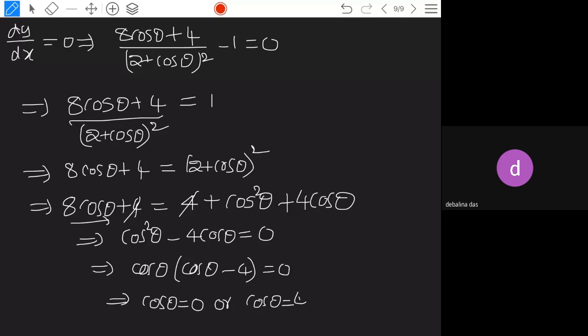Can anyone say why it is not equal to 4? Because its range is minus 1 to 1 only. Whatever you substitute in place of theta, the range of cos and sin is minus 1 to plus 1. When the range is minus 1 to plus 1, you are not going to get any number more than 1. So that's why cos theta can never be equal to 4.